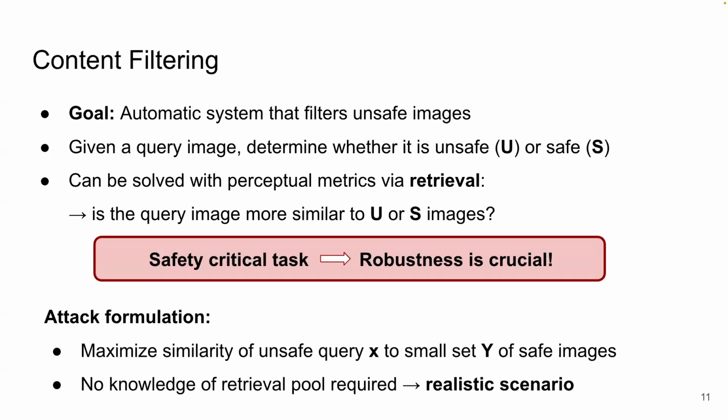And similar to the previous attacks, we again use adversarial attacks here. Given a query image, we want to maximize the similarity of this image to a set of safe images. This set Y doesn't need to come from the retrieval set that the content filter has, so the attacker doesn't assume any access to your retrieval pools. In our case, we take 16 safe images that are randomly sampled from some dataset, and you maximize the similarity of the query image under the adversarial perturbation to these to attain an adversarial image.